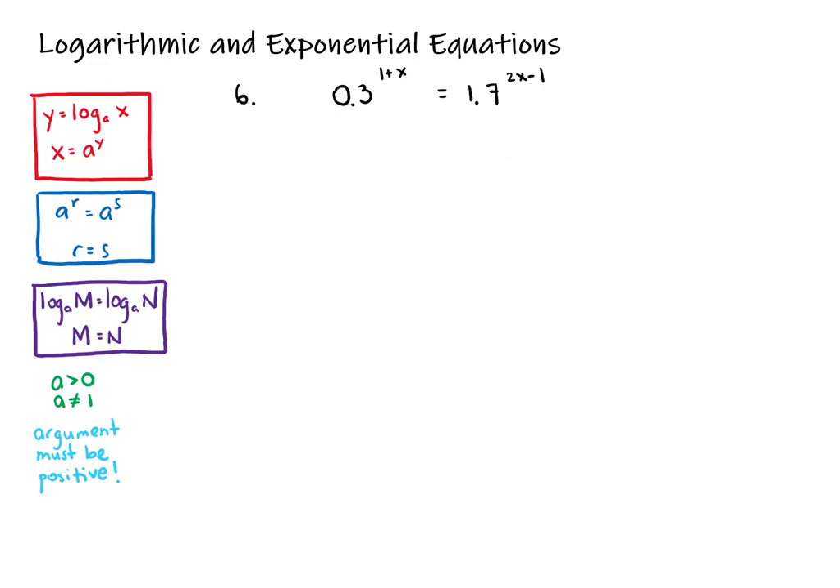Question number 6 is a little bit intricate, and at first glance we might think, hey, we have an exponential equal to an exponential. All we need to do is grab their exponents. However, we can't apply the rule in blue because the bases are not the same. One side says 0.3, the other one says 1.7. So the blue rule doesn't apply here.